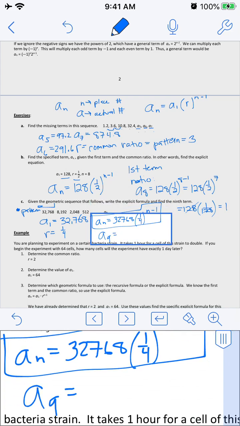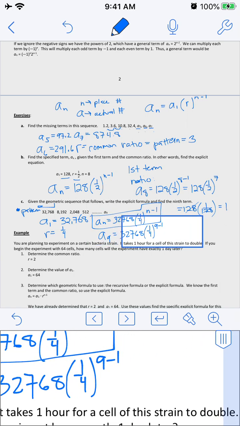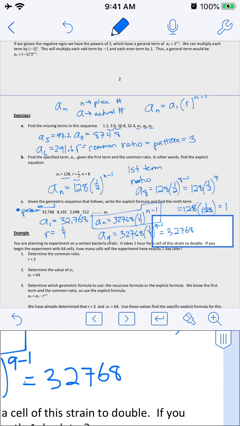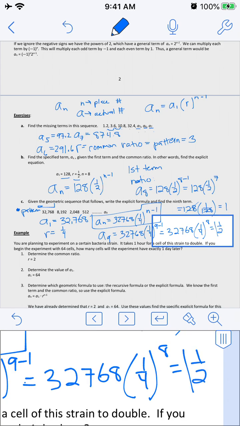All right, A9. Let's plug in 9 now. Oops, pardon me, that was a 2, not a 3. 9 minus 1. And again, we'll follow our PEMDAS rules, which says exponents first. Okay. Looks like 1/2 is where we will be. So this one will in fact divide so far down that we end up going into the fractions slightly. Okay. Let's work with these a little bit more.